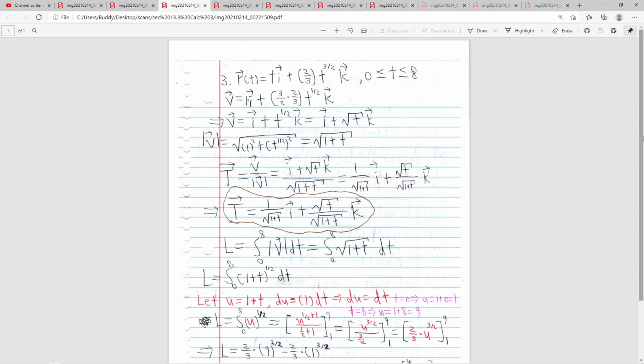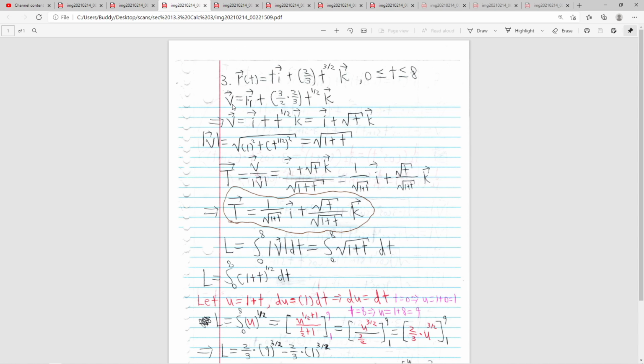This one's more interesting because the integral is not as quick. It is quick compared to a lot of integrals out there, but this one has one extra step before you can take the integral. You have a position function that looks somewhat simpler: t i plus 2/3 t to the 3/2 power k, with t ranging from 0 to 8.